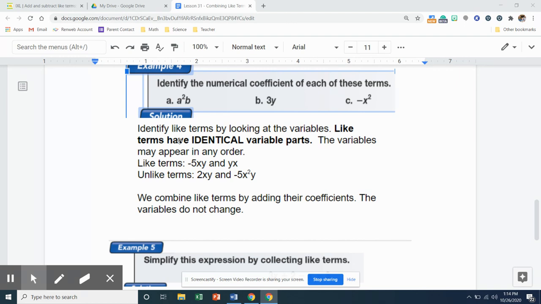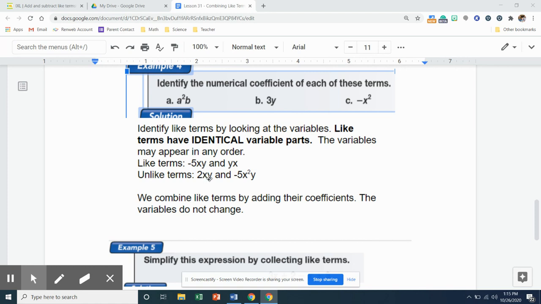That's not identical. Here's the one exception to that. Like terms like xy, that is the same as yx. Think about 2 times 5. 2 times 5 is 10. 5 times 2 is also 10. So order can be in a different order. However, they have to be identical. So those are like terms.